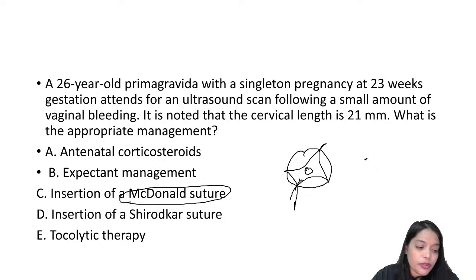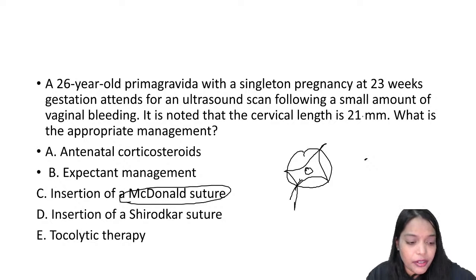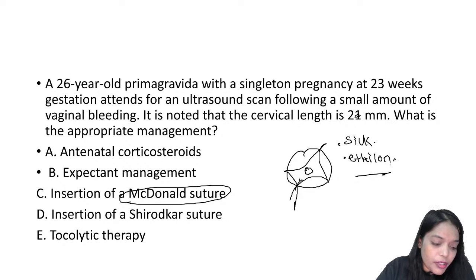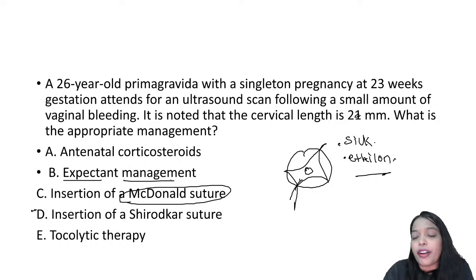Very good. It's a non-absorbable suture which we take. So what is the suture material you use in the McDonald's? You can take silk, ethylon. Basically they should be non-absorbable. Again at 37 weeks we'll remove the stitch, right? And expectant management means doing regular scans. So you monitor her by TVS to see whether the cervical length has decreased or is the same.